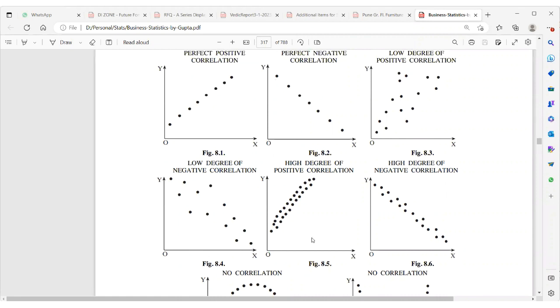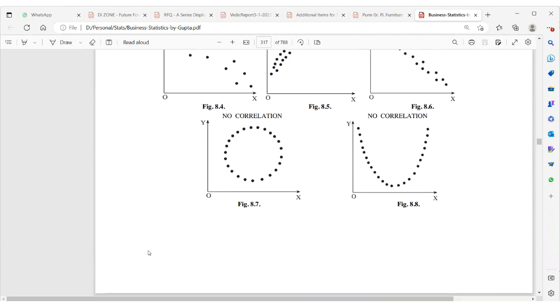So in the high degree positive, values are close to +1. High degree negative, values are very close to -1. Low degree, that means value is close to 0. Similarly, this is the negative side close to 0. That's it. This is the scatter diagram.